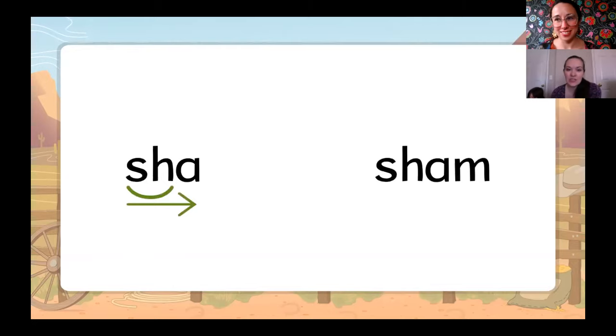So we have the SHA slide, and we're going to build on with the letter M. So when we mark this, it is a word now, so we're going to make sure that we're marking it like a word. We're going to arc that SH digraph, and we're going to put an X under that vowel, A. So let's read the slide together, Eden. It says? Sham. And the word is? Sham. Sham.